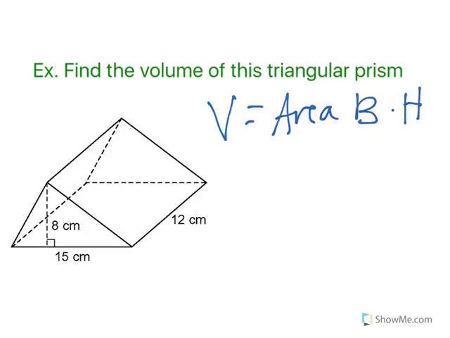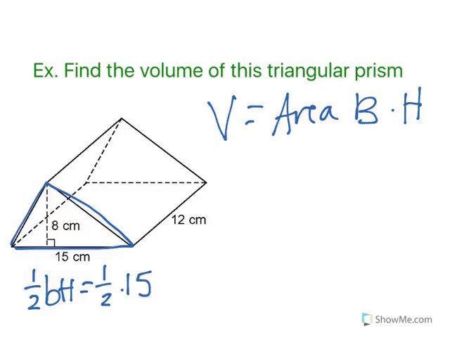Okay, so first let's find the area of the base of this triangular prism. Okay, so I'm just going to color this in, and we're just going to focus on what is the area of that blue triangle. Okay, because that's the area of the base. Think about that's the base of how it can sit flat on. So I know the area of a triangle is 1/2 the base times the height. So what I'm going to do is 1/2 times 15 times 8.